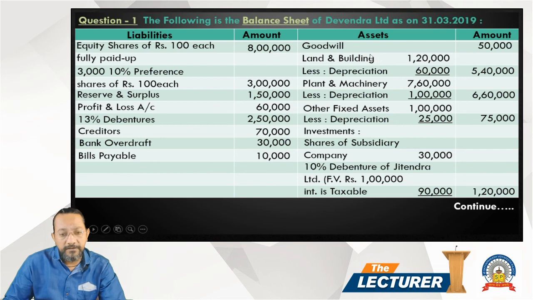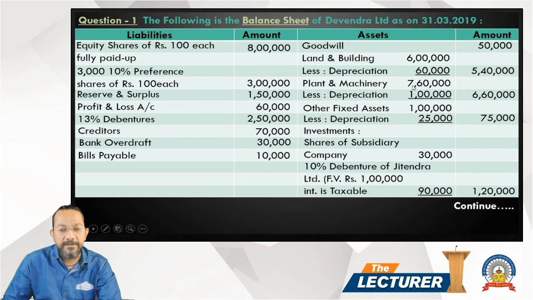Goodwill, this is the goodwill. Land and building less depreciation 5,40,000. Plant and machinery 7,60,000 less 1 lakh, so 6,60,000. Other assets 1 lakh minus 25 depreciation, 75.